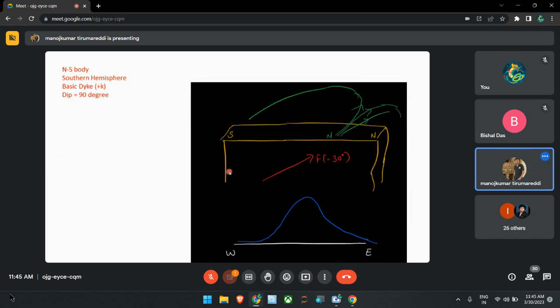Then similarly for north-south bodies, we will get positive peak only. In the equatorial region, we don't get any peaks. If you go towards south, this positive peak will increase. At the South Pole, we'll get the maximum positive peak.